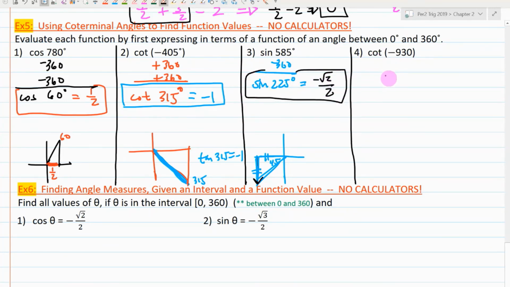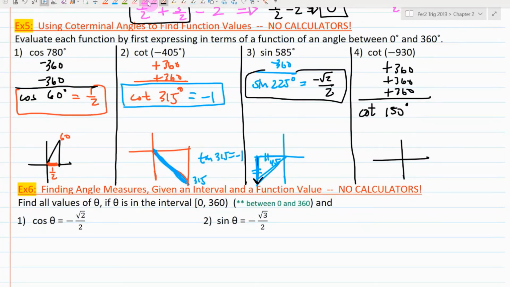And then for this last one here, we're going to add 360. We're going to have to do that 3 times. You don't have to show that work. I just wanted to write that so you would see that. So that's cotangent of 150. So 150 is here. It's this angle. So tangent is negative, which means cotangent will also be negative.